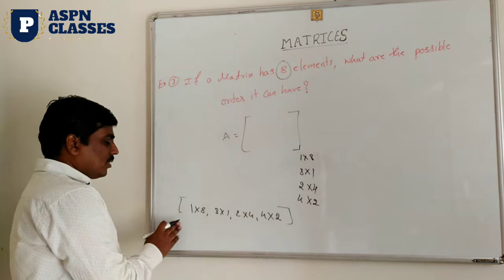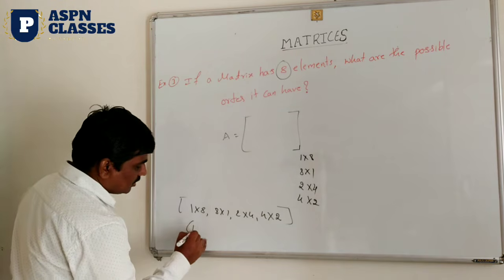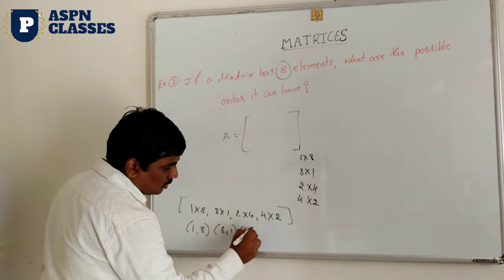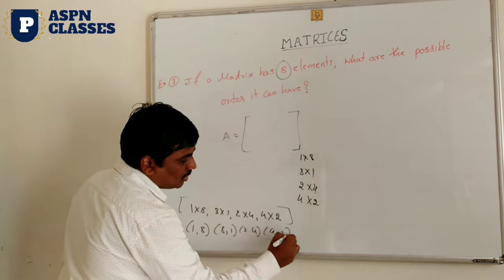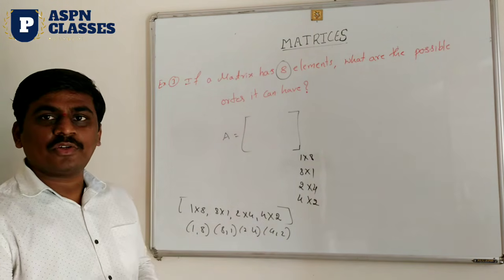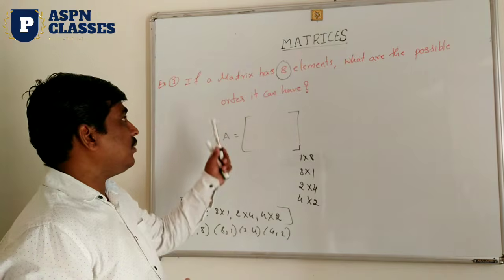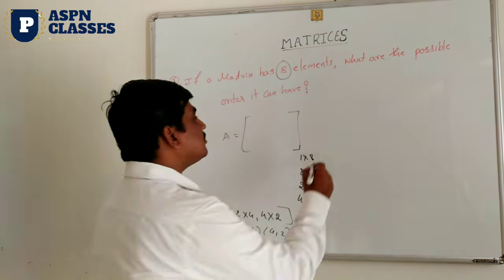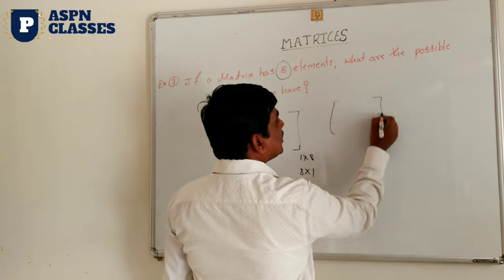Possible order, or you also write ordered pairs. It means you can write pair-wise: 1 comma 8, 8 comma 1, 2 comma 4, or 4 comma 2. In 1-mark questions they are going to ask this type of question. Suppose the same question, there are 13 elements, then what are the possible orders?